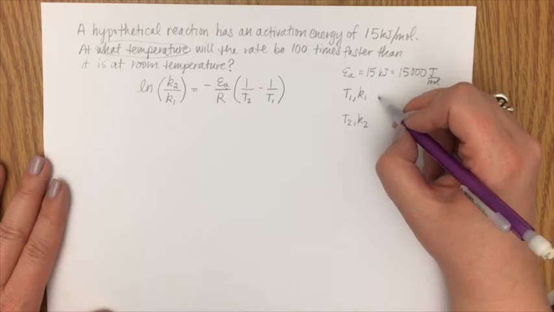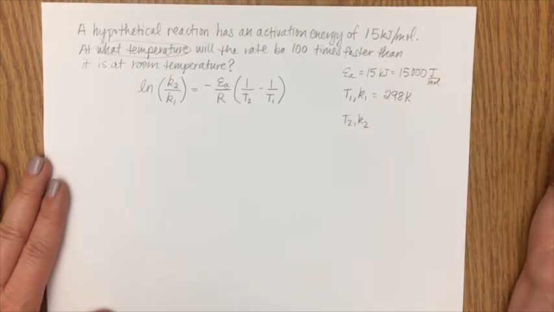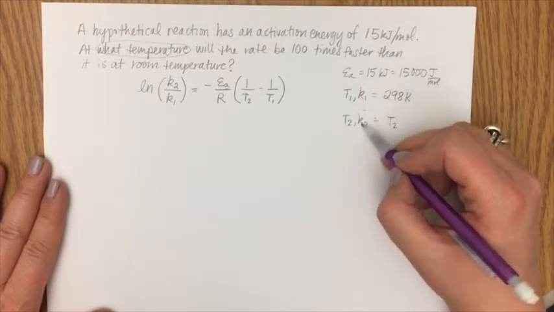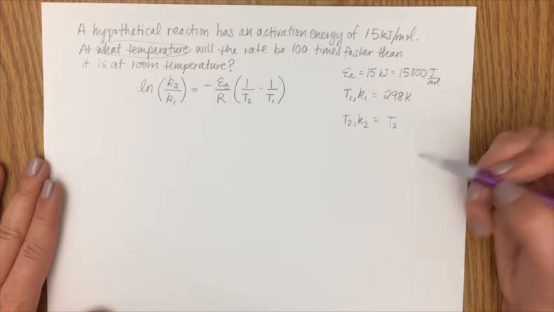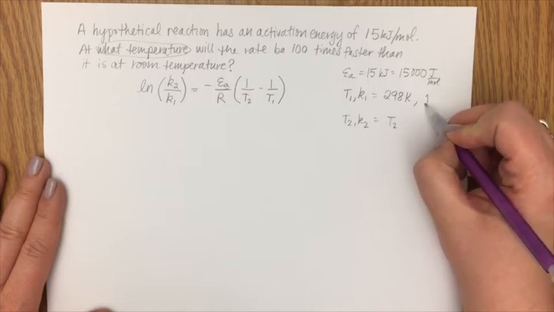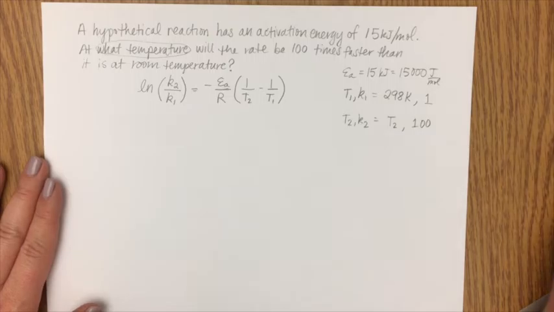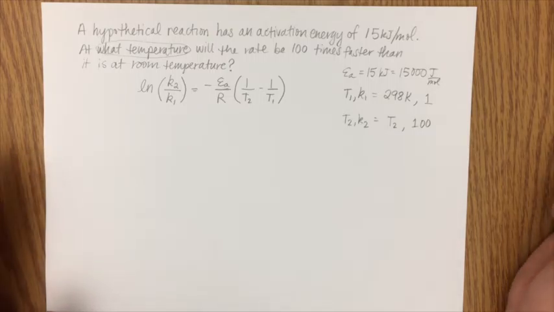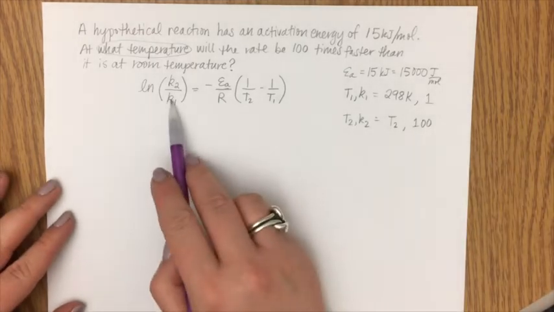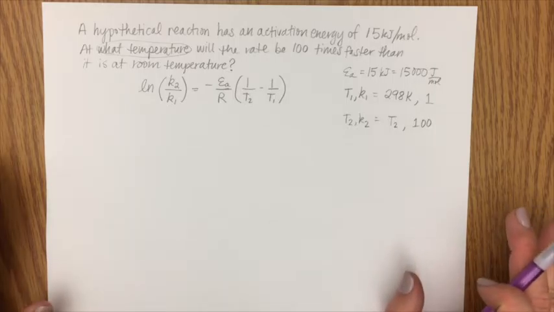So our first temperature we said was 298 Kelvin. Our second temperature is what we're going to be solving for. And now they didn't really tell me what the rate constant is, but they did tell me it's 100 times faster. So I'm just going to say that it's 1 and 100. I can do this because whatever the value of the rate constant is, if it's 100 times as much, when I take the ratio like I'm going to do in the equation, it's going to cancel out all the rest of it. So the 100 is the only thing that's going to be left.